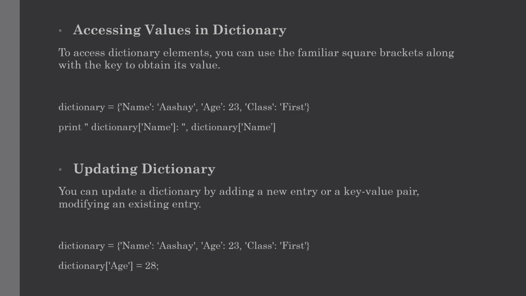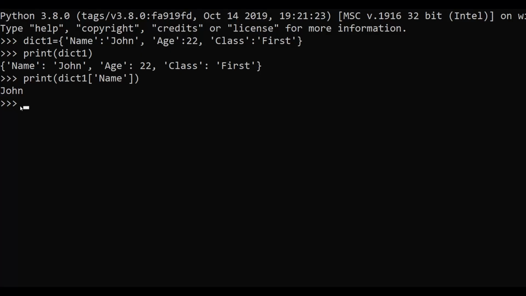Our next topic is updating the dictionary. We can update a dictionary by adding a new entry or a key value pair, modifying an existing entry, or deleting an existing entry. Here is an example in which we have changed the value for key age to 28. Let me show you by performing a simple example. For this example, let's consider an already created dictionary, which is dict1.